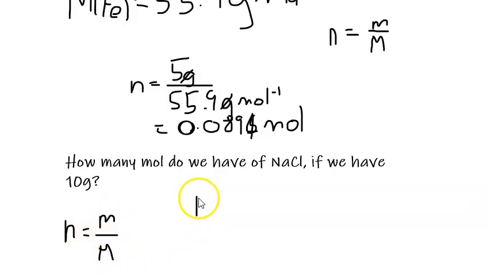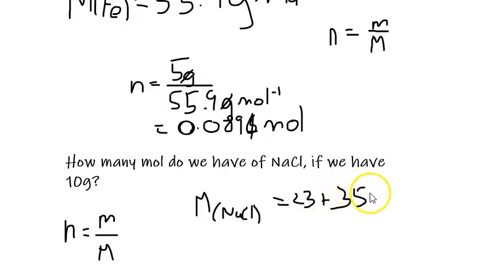To find the molar mass of NaCl, we need to tally up the mass numbers of each of the atoms in there. We just do one of each because there's only one sodium and one chlorine. So for sodium, we've got 23 plus the chlorine, which is 35.5. So the molar mass of sodium chloride is 23 plus 35.5, so we've got 58.5 grams per mole.